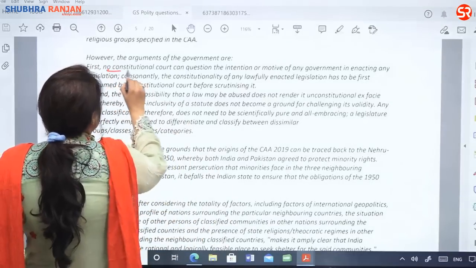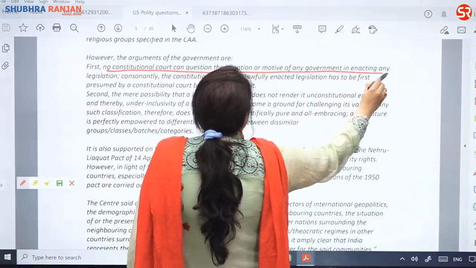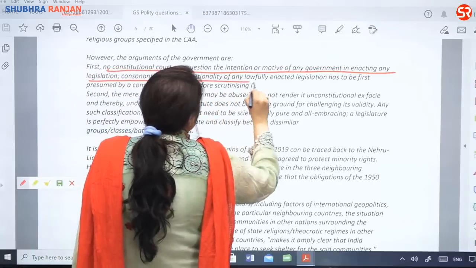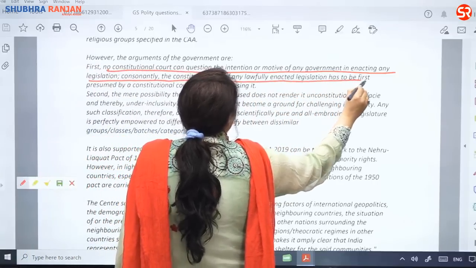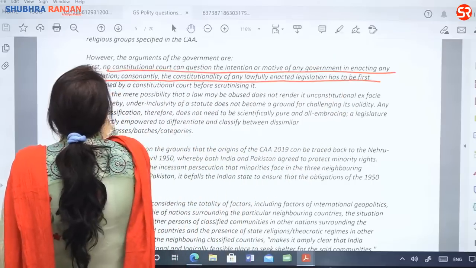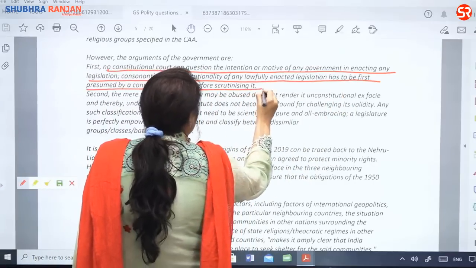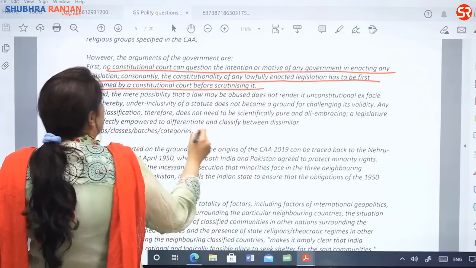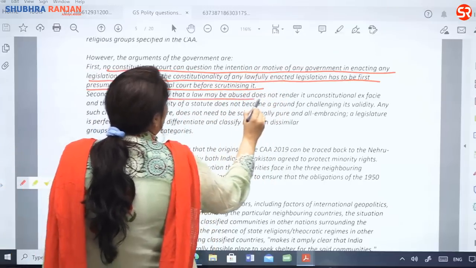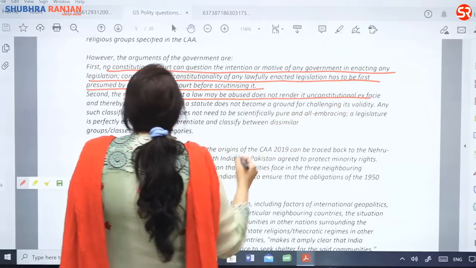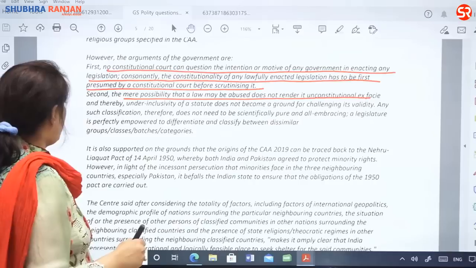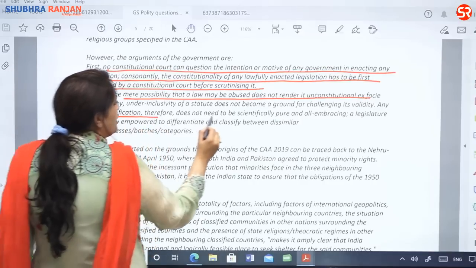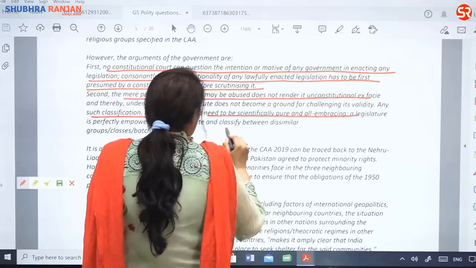that no constitutional court can question the intention and motive of the government in enacting any legislation. The constitutionality of any lawfully enacted legislation has to be first presumed by the constitutional court. That means the court has to presume that the law is valid. The mere possibility that the law can be abused doesn't make it unconstitutional. Next, any classification cannot be scientifically pure.